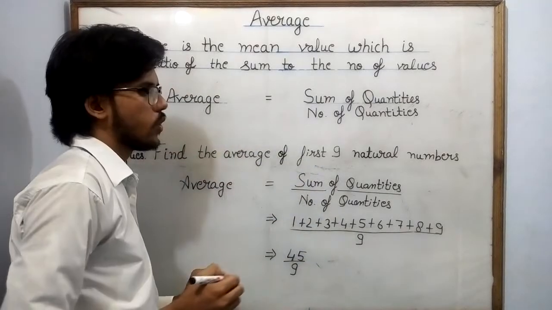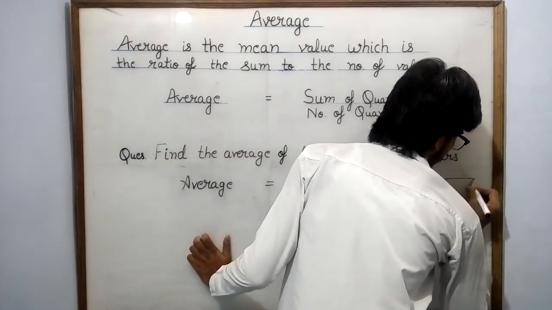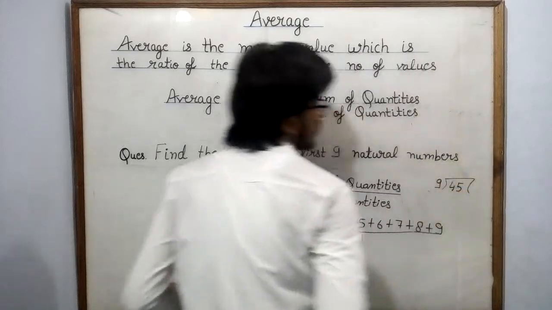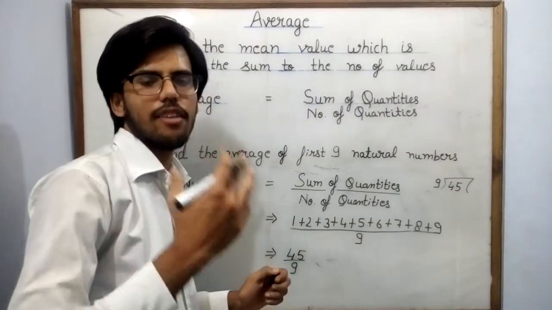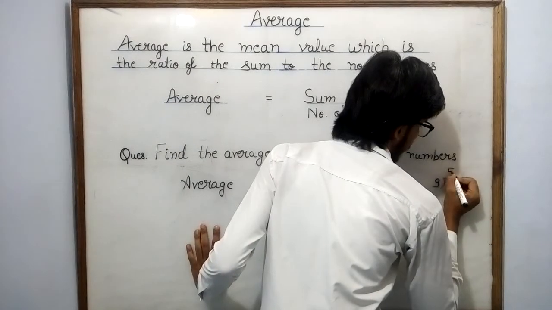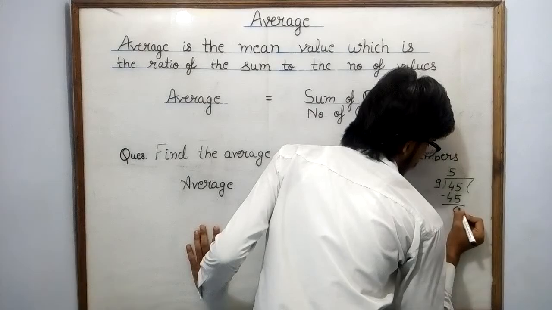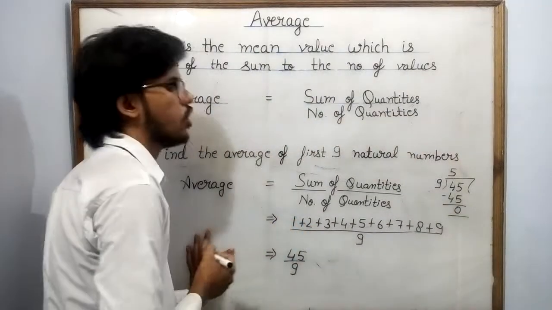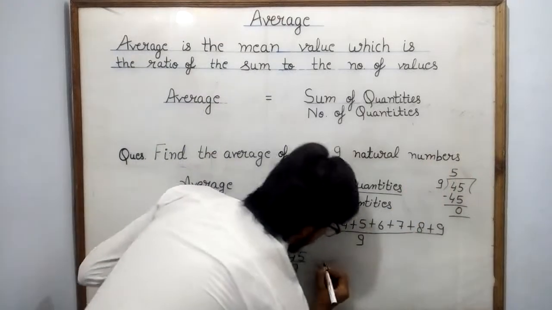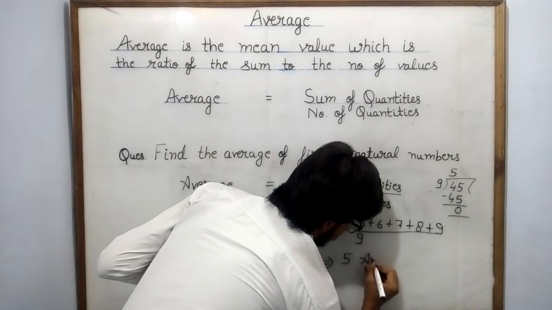This is the way that we are going to do. Now we will divide 45 by 9. We will write 45 over here and 9 over here. So we know that 9 multiplied by 5 will give us 45. So 9 fives will be 45 and the remainder will be 0. So the question that we are getting will be our average. So 5 will be our answer.